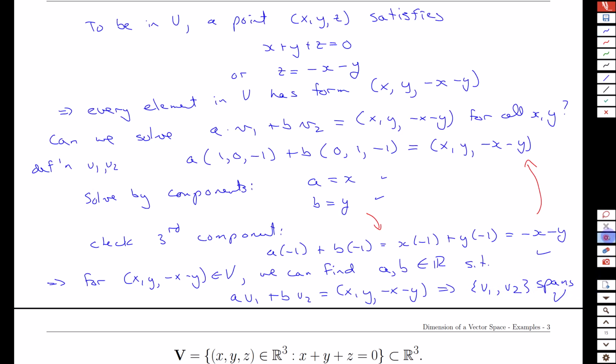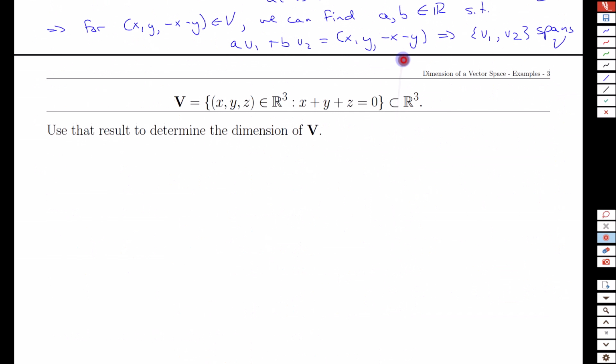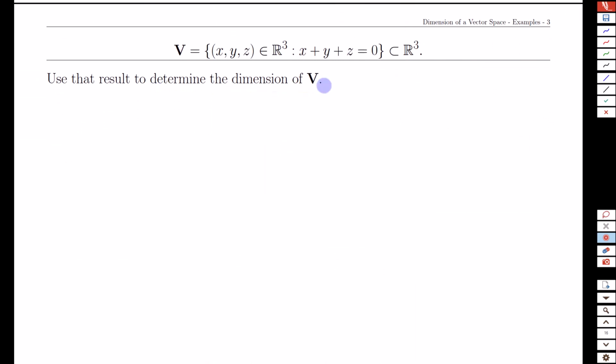So notice the logic again. We have to pick an arbitrary point in the set and show that we can reach that point, reach that vector, through a linear combination of the given vectors that we had. Next up, use that result to determine the dimension of V.